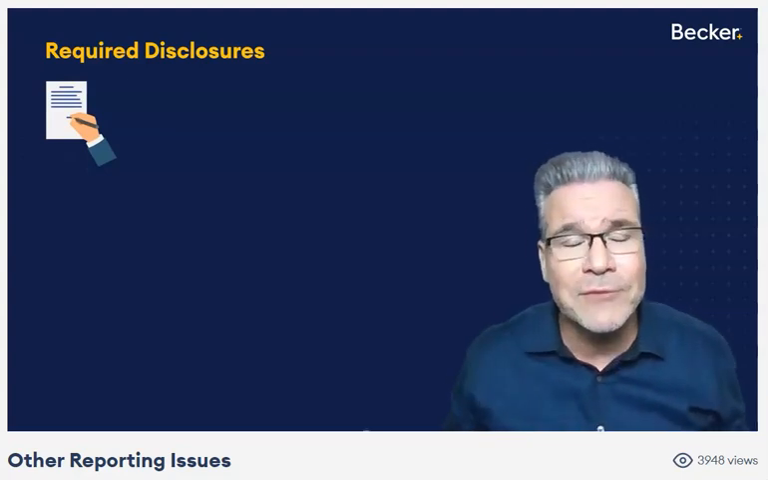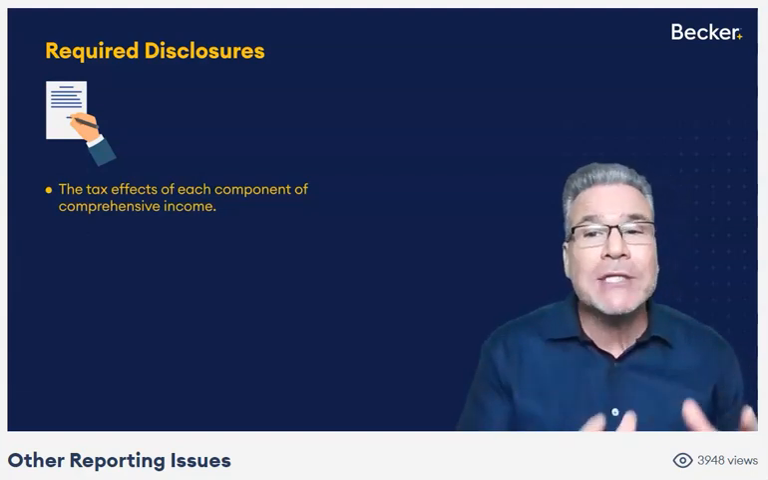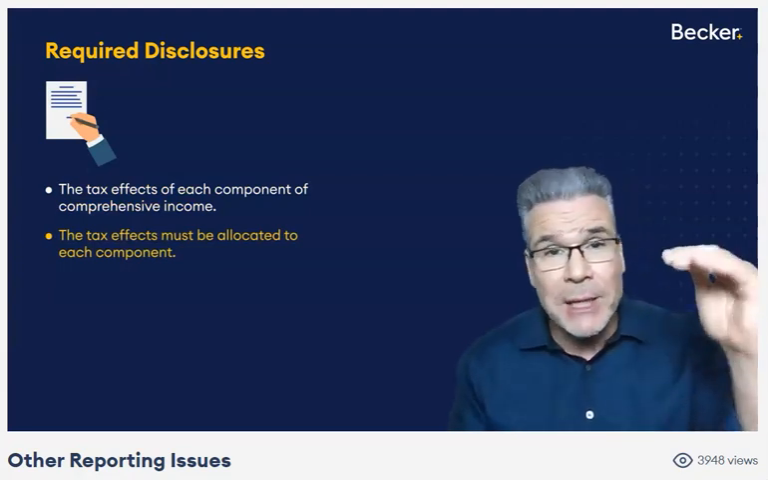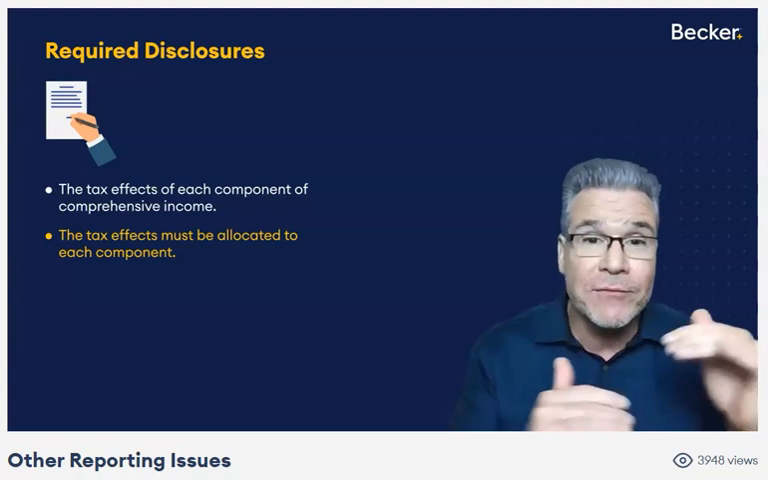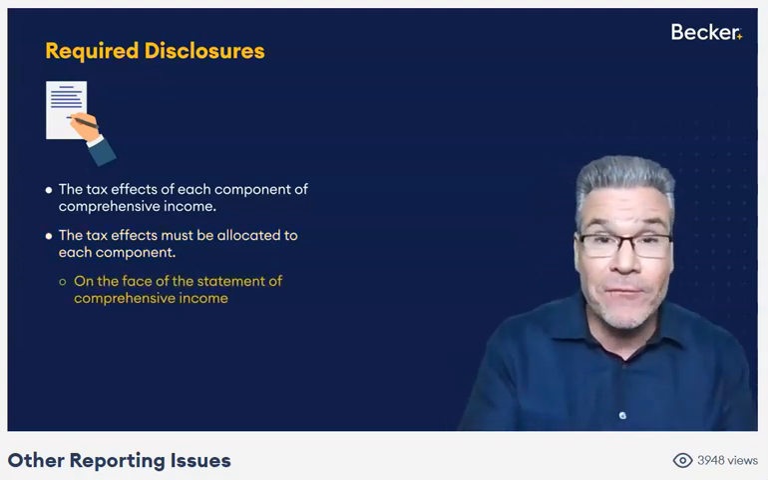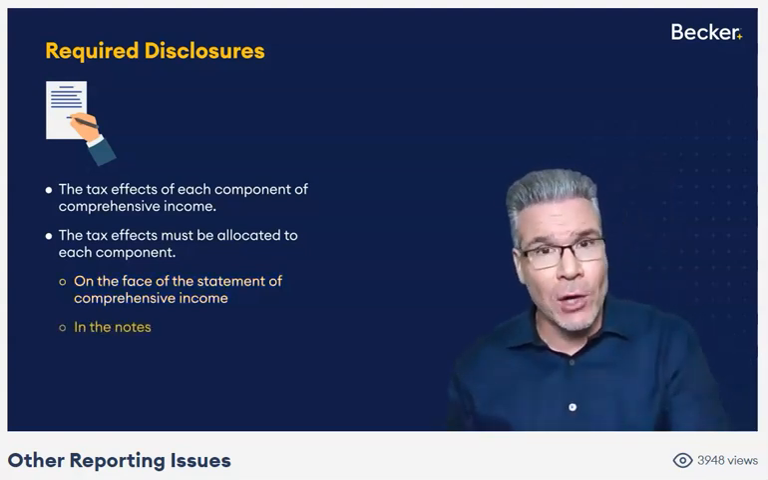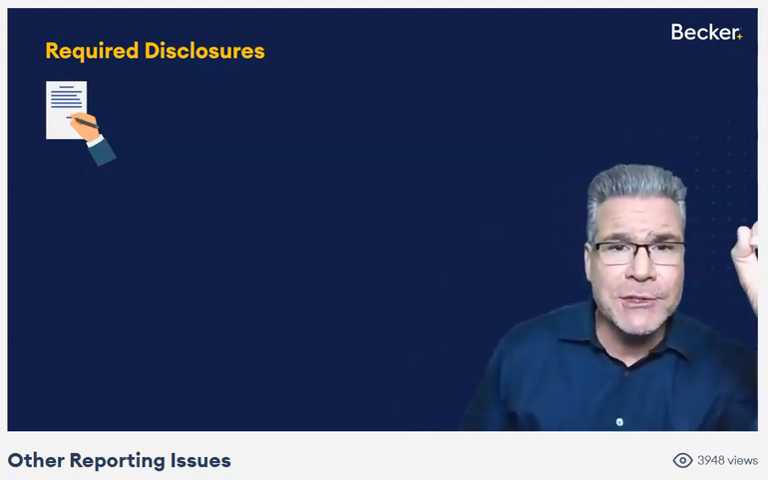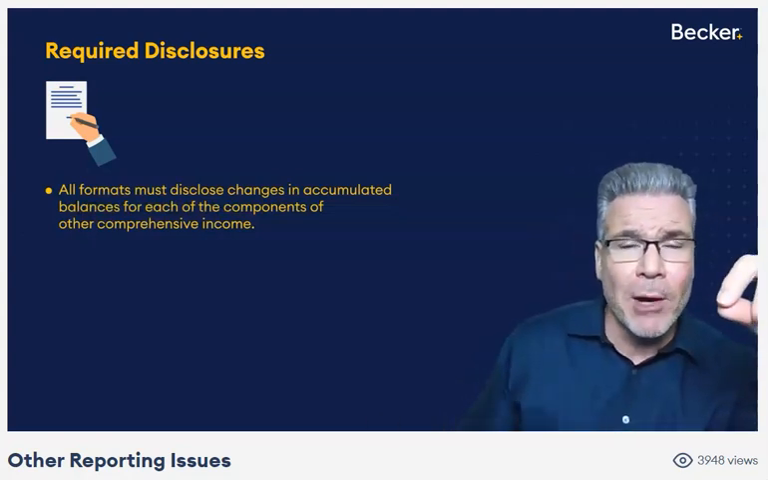All formats have to disclose the tax effects as we've already mentioned, for each component of comprehensive income. So the tax effects, if you have a P, a U, the F, the I want that allocated to each of those components. Now, where you do that allocation could either be right there on the face of the statement of comprehensive income, or what's your other option? The notes. Now, I also want to see changes in accumulated balances for each of the puffy components, okay?